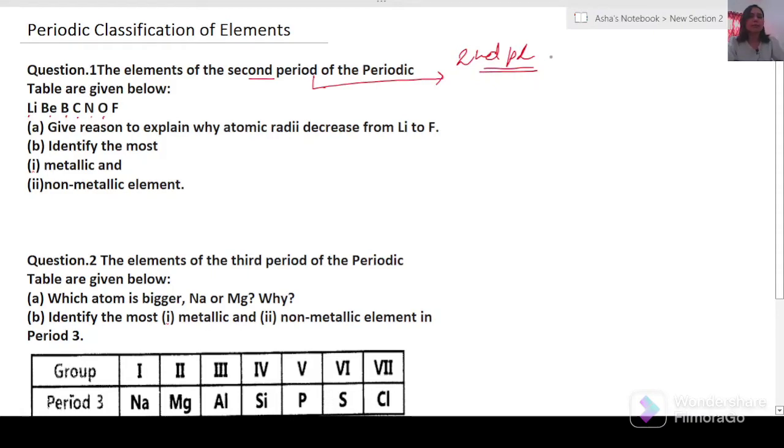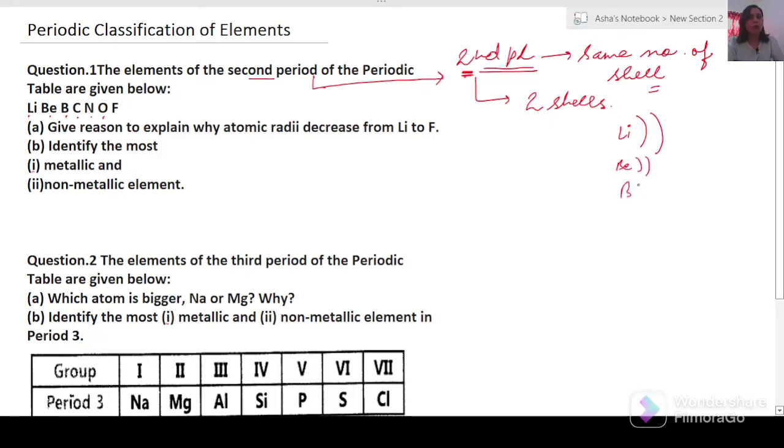If they are in the second period, they have the same number of shells. The second period tells us that it has 2 shells. So they are having only 2 shells. Like lithium, it will have 2 shells, the K and L shell. Similarly beryllium will also have 2 shells, boron will also have 2 shells, carbon will also have 2 shells. So they all will have 2 shells in them.